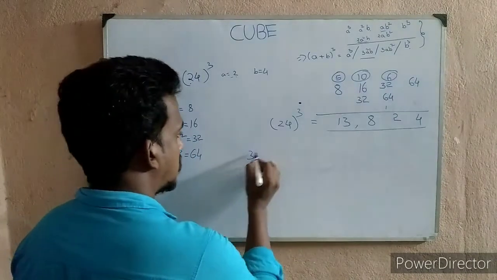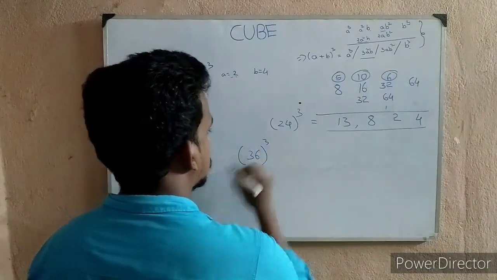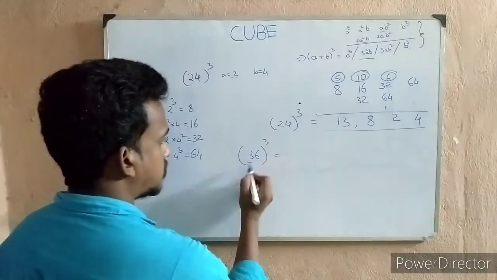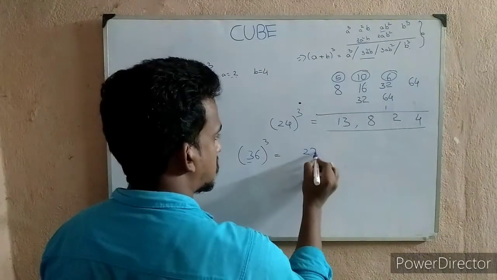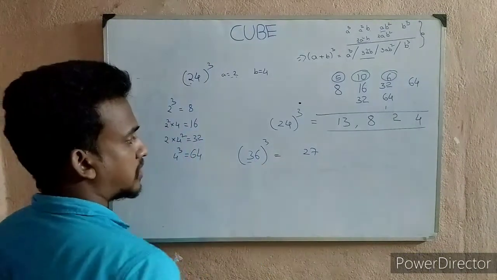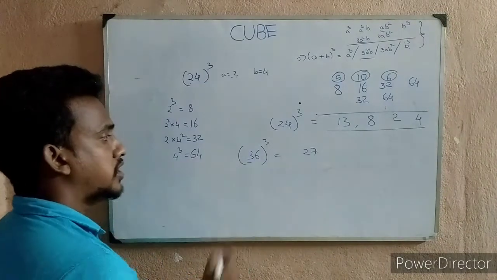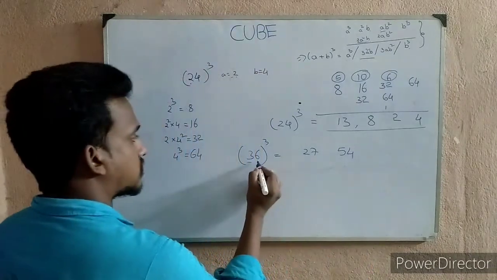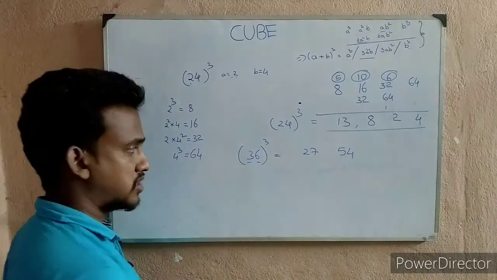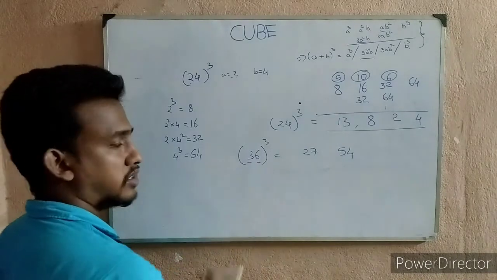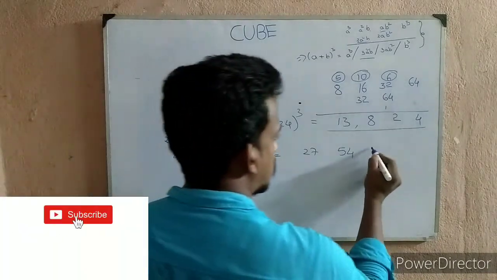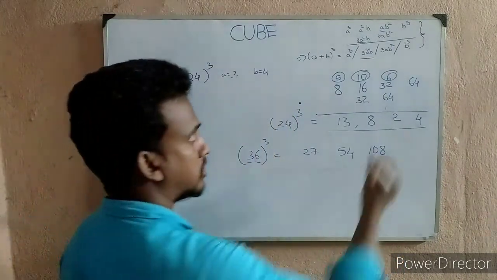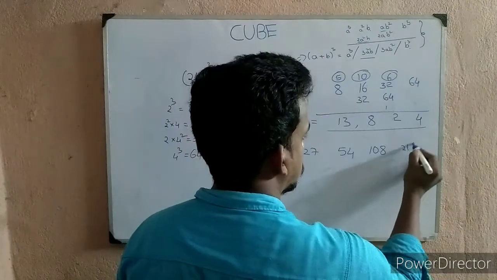Let us take another example, 36 cube. The first step is to cube the first digit. 3 cube, 27. Then square the first digit and multiply it with the second digit. So 3 square 9, 9 sixes are 54. Next, square the second digit and multiply it with the first digit. So 6 square 36, 36 threes are 108, and 6 cube should become 216.